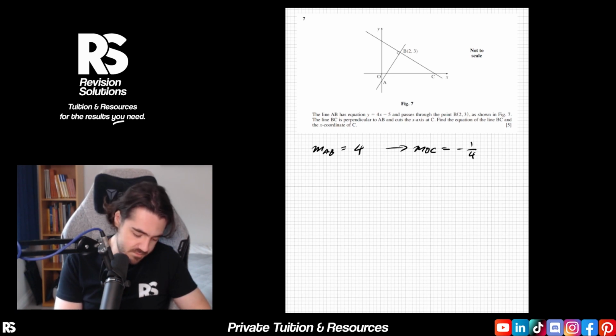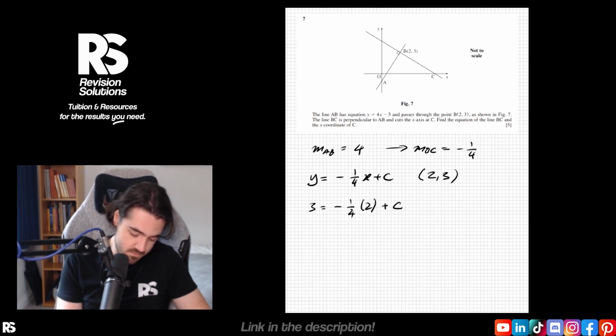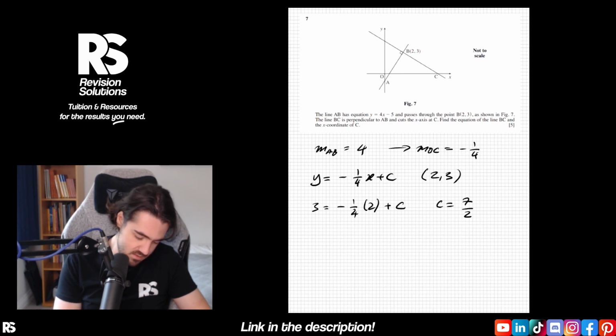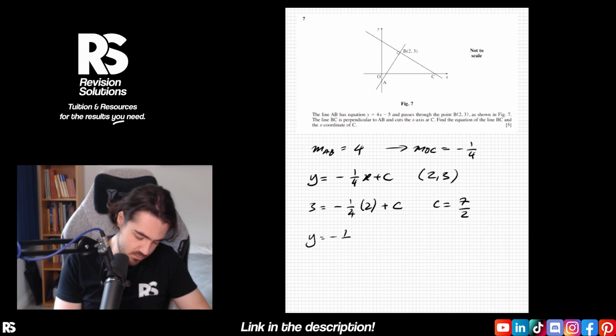And then to find the equation for BC, well, we already know it must be in the form of y equals minus a quarter x plus c. And to find our c, we can sub in the point B, which we know to lie on the line. So plugging in the point 2, 3, we'd have 3 equals minus a quarter times 2 plus c. So that minus a quarter times 2 is just minus a half. And then 3 plus a half would be 7 over 2. So c is 7 over 2. So that means the equation of our line would be y equals minus a quarter x plus 7 over 2.